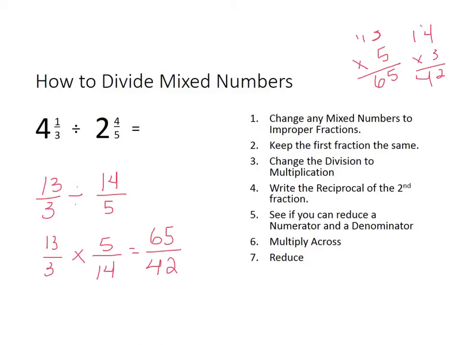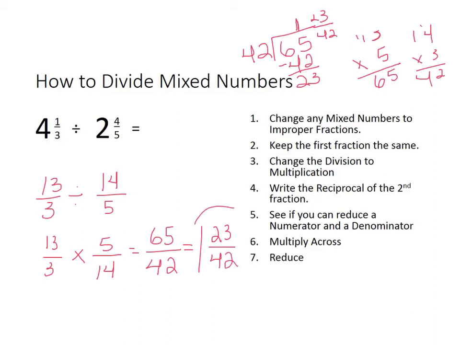So in this case, we're going to take 65 divided by 42. Now 42 goes into that one time, subtract, and we get 23 over 42. So our final answer is 1 and 23 over 42. And that's our final answer. Make sure you write all these notes down before you go on to the next slide.